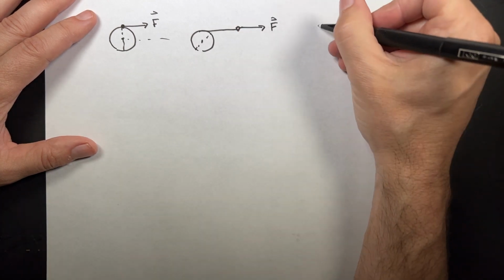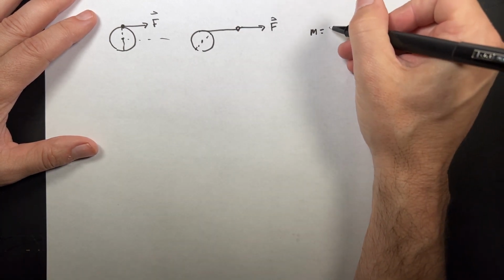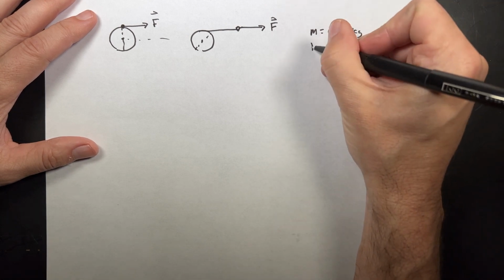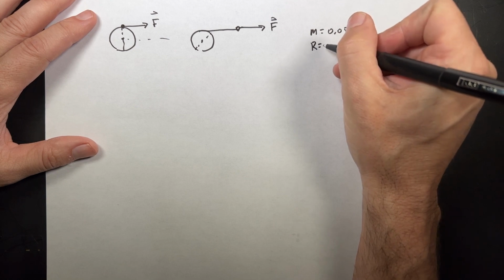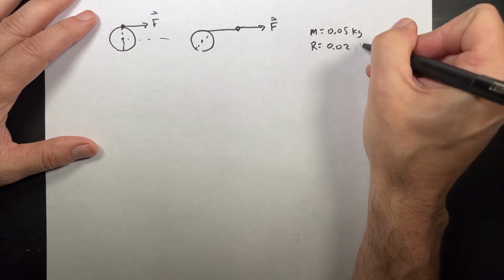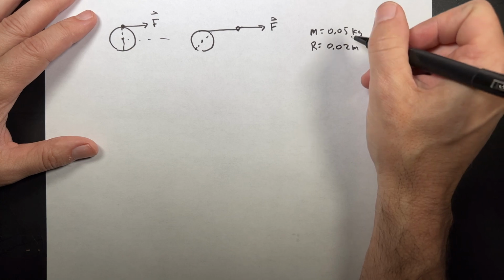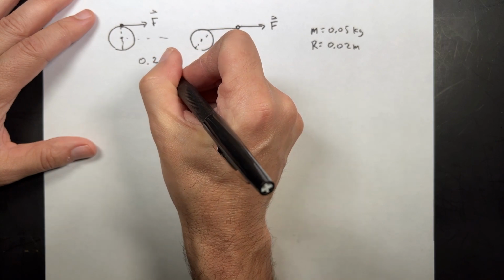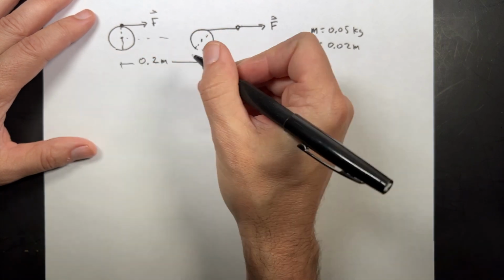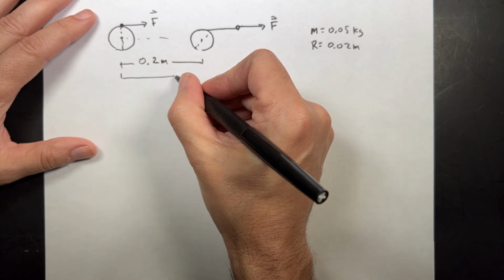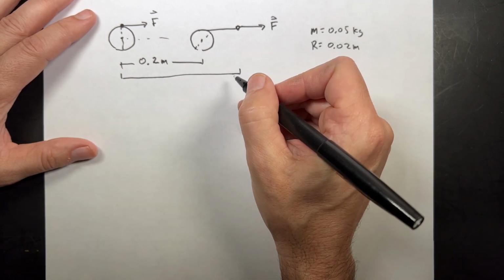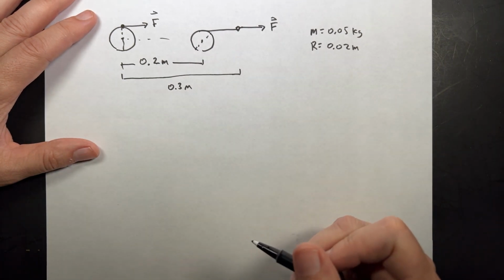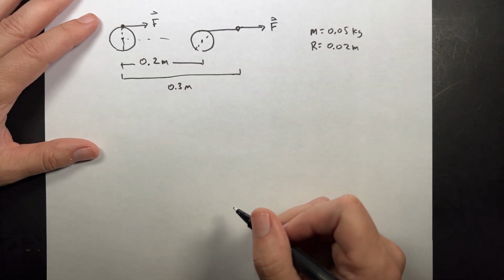And so I have a mass of 0.05 kilograms, a radius of 0.02 meters, and then this is 0.2 meters, and this is 0.3 meters. Okay, got it? First question, what's the speed of the disk?